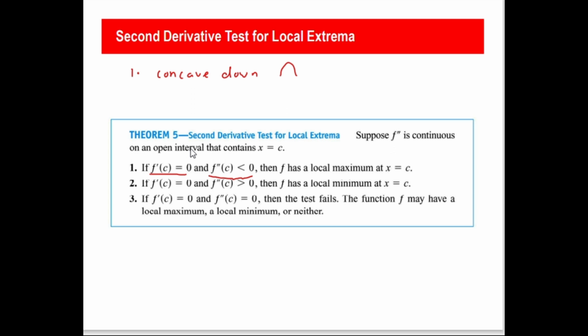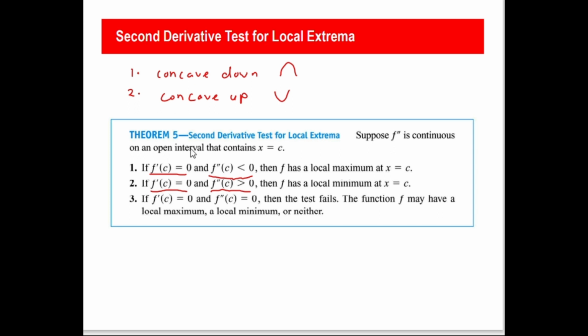And of course, for the second one, we have the case of f double prime c greater than 0. That means it is concave up, something like this. We also have the condition f prime c equal to 0, and again it is obvious that f has a local minimum at x equal to c, because we also said previously that f double prime is continuous on the open interval that contains x equal to c.